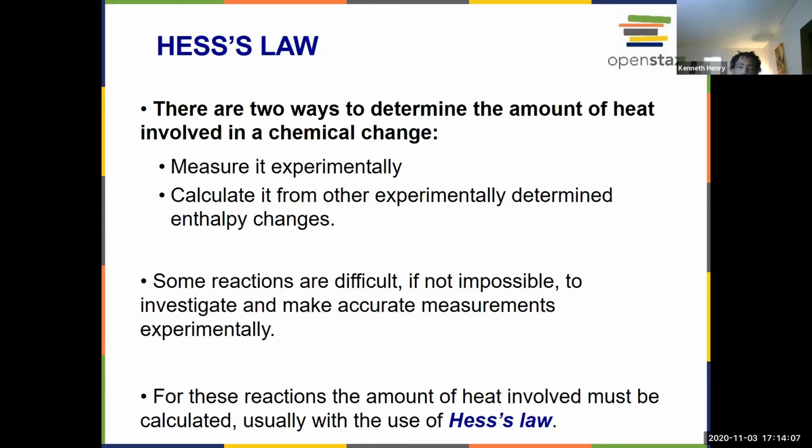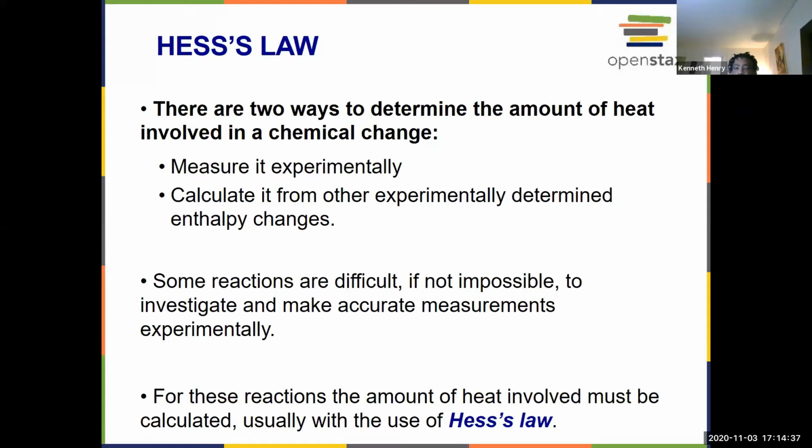The way that heat is determined, there are 2 ways. One is experimental, which is what you did the other day in lab. Or you can use calculations derived from somebody else's experiment. And again, we have tons of heats of formation of various chemical compounds.